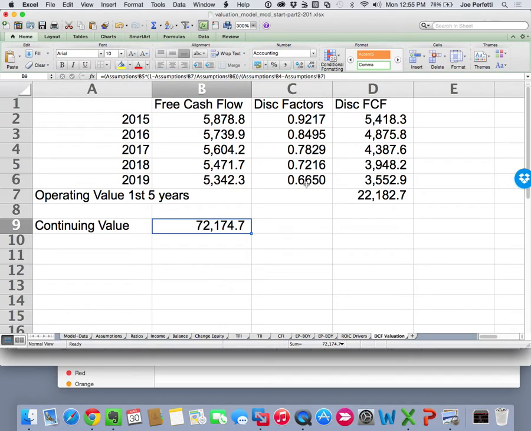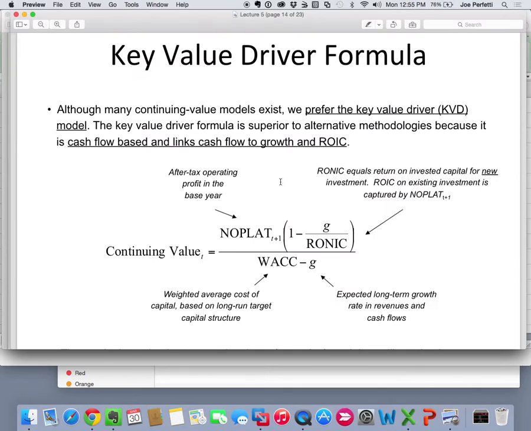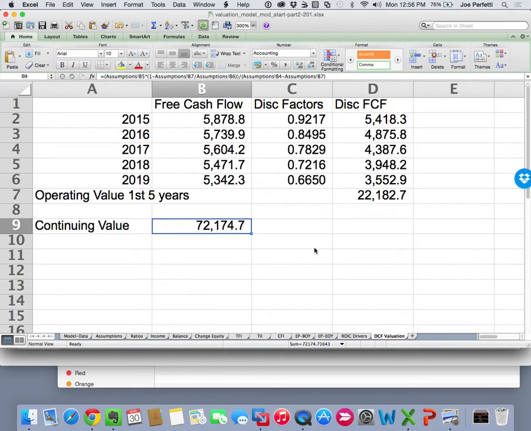Somewhere around... is that the one you want? No. Oh, the equation. So that's the equation. It's basically this equation, right? NOPLAT times 1 minus growth over ROIC, divided by WACC minus G. So that tells me the value of McDonald's for year 6 to perpetuity.